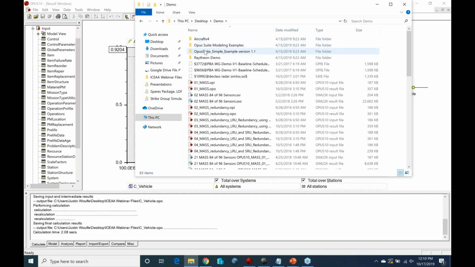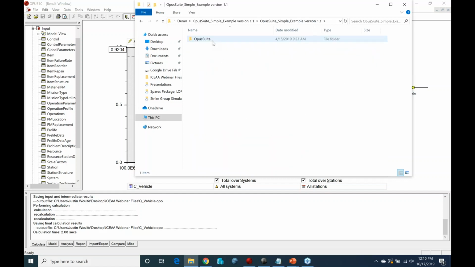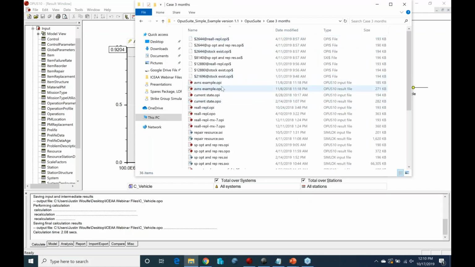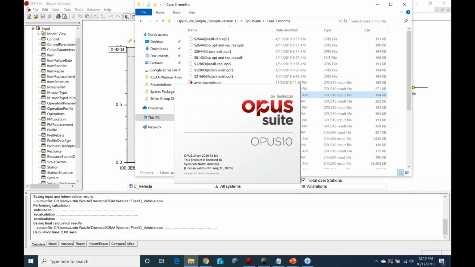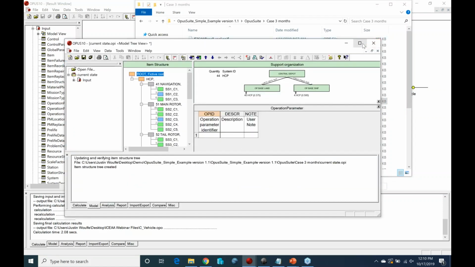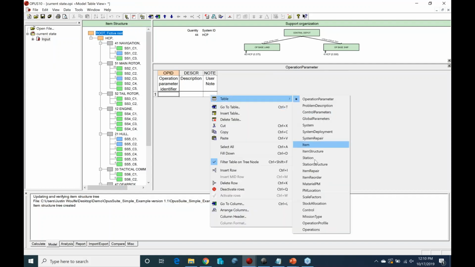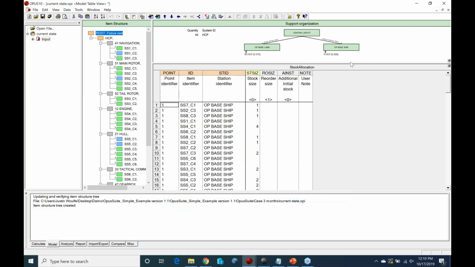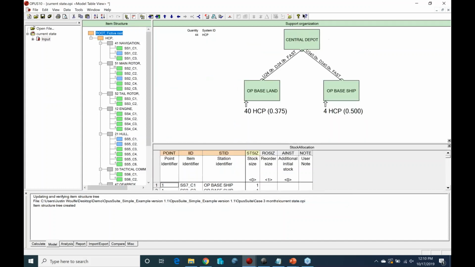But one of the cases that I really like to show is a situation where we may have an existing program. We need to understand how much it is going to cost to support our program for the next year of operations, and what level of readiness we can expect to achieve. Very quickly, I'll pull this open and we'll sort some of the tables here, and I'll explain what we're looking at.